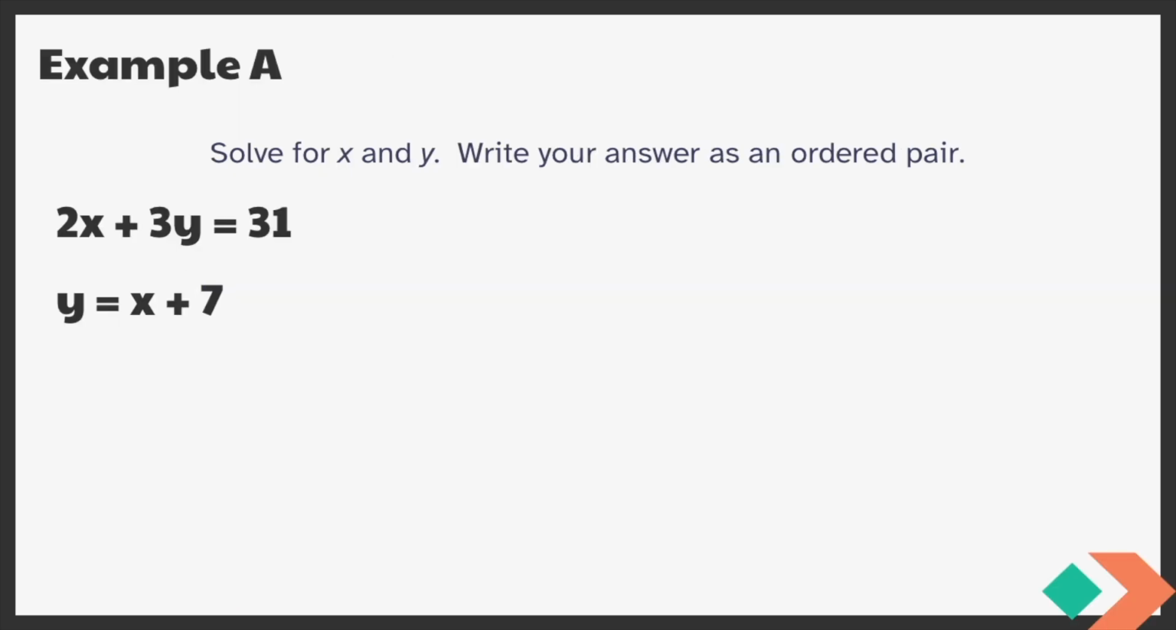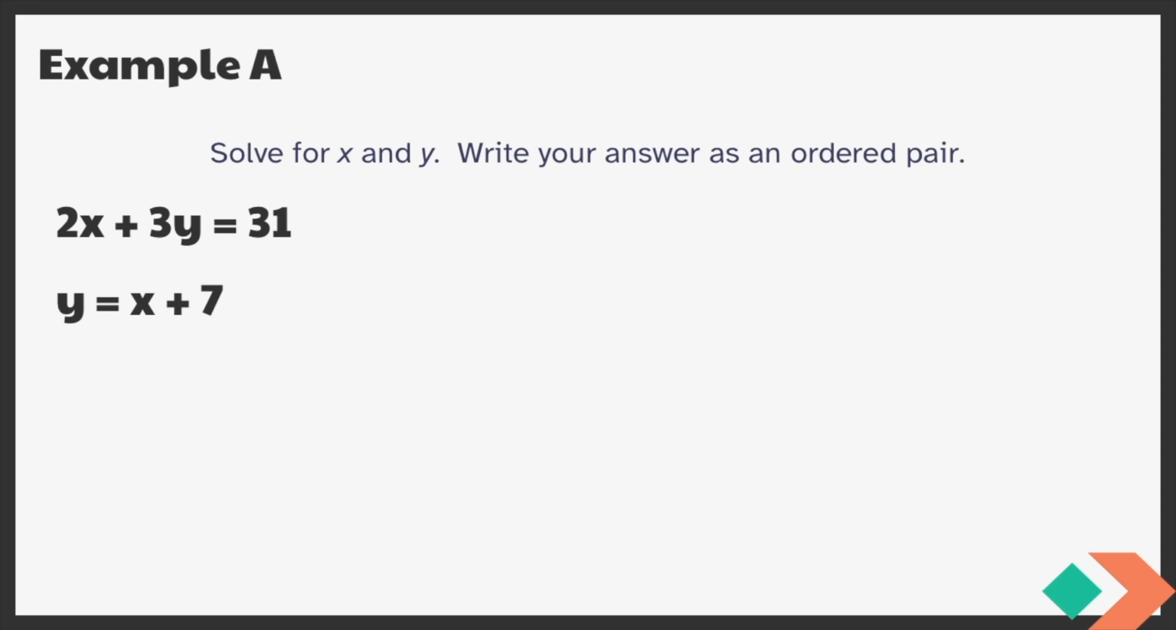So here we are in example A, and it says solve for x and y, and we need to write our answer as an ordered pair. That's important. We're going to need both x and y when we're done. So we can see we've got two equations there, 2x plus 3y equals 31, and y equals x plus 7. So this is a system because we have two equations there, but they're going to be the same x and y. So we're going to use substitution.